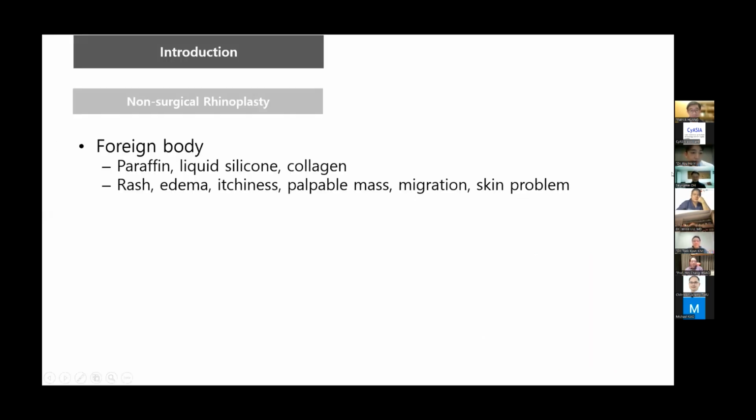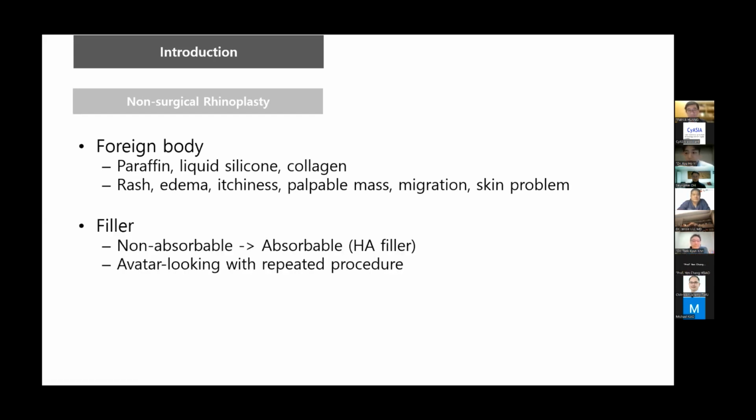Actually, rhinoplasty started from foreign bodies, as the previous doctor introduced to us, like paraffin, liquid silicone, collagen, and anything else. But it can cause problems, skin problems like rash, edema, itchiness. So filler material was developed and used, especially nowadays, HA filler is quite commonly used.